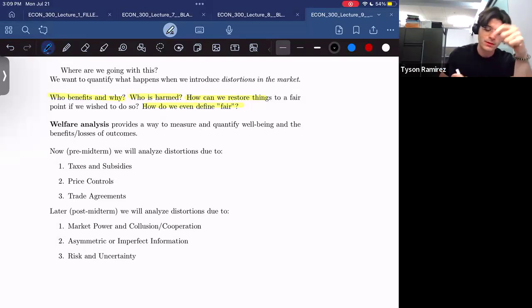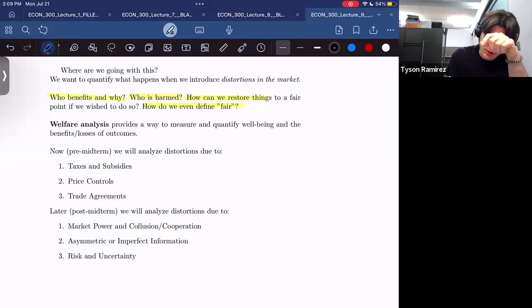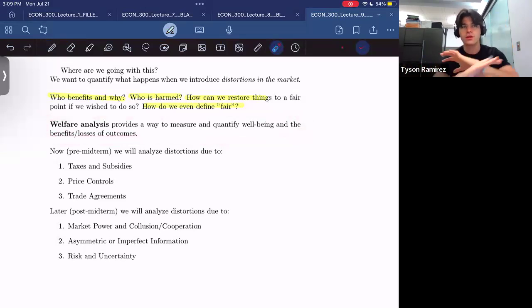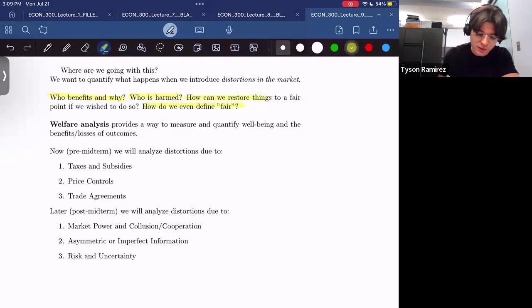What I'm getting at is that welfare analysis, being able to quantify benefits and costs for the whole market and for everybody, gives us a way to do that. Welfare analysis gives us a way to quantify well-being and benefits and losses.